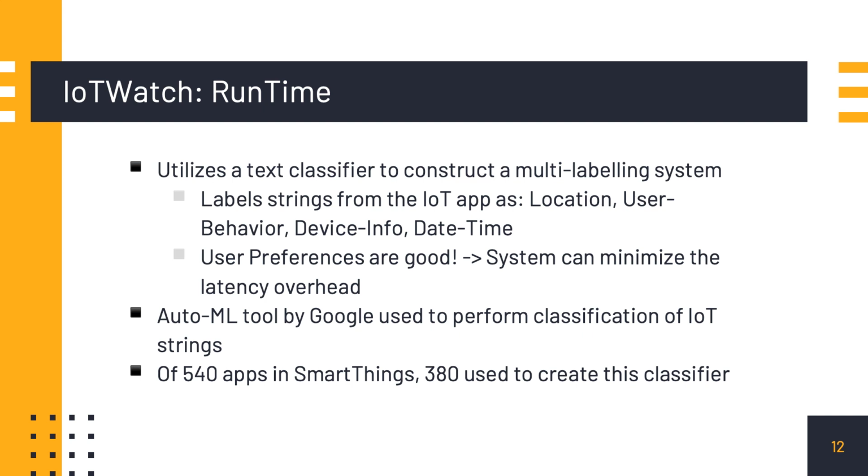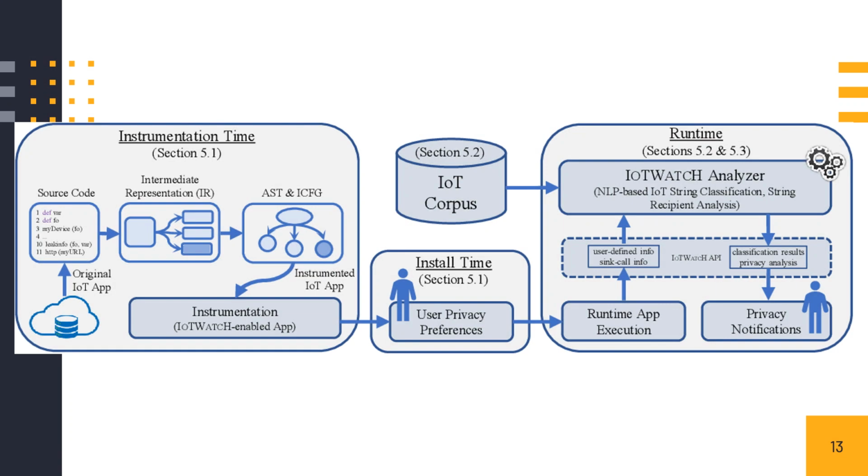In runtime for the IoT Watch, it uses a classifier to label the IoT strings as different types, such as location, user behavior, device info, date time. If the user doesn't want as many notifications, it also helps minimize the latency overhead because you get less notifications. The classifier they used was AutoML2 by Google, and they used 380 of the 540 apps on SmartThings to create their text IoT classifier. So it's just a visual representation of their system.